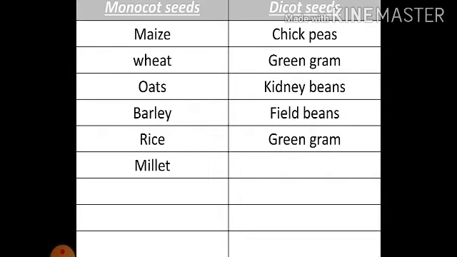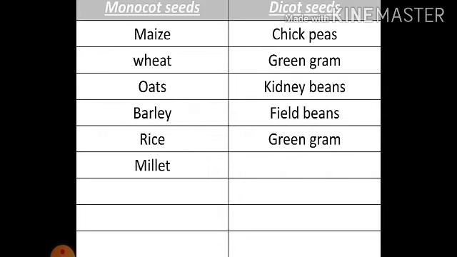Maize is a monocot seed, therefore it comes under monocot seeds. Then wheat is also a monocot seed, so it will come under monocot seeds. Oats are also monocot seeds. Barley, monocot seeds, therefore they are under monocot seeds. Rice, monocot seeds. Millet, they are also monocot seeds. So all these are the monocot seeds. Okay, then we'll go for the dicot seed side.